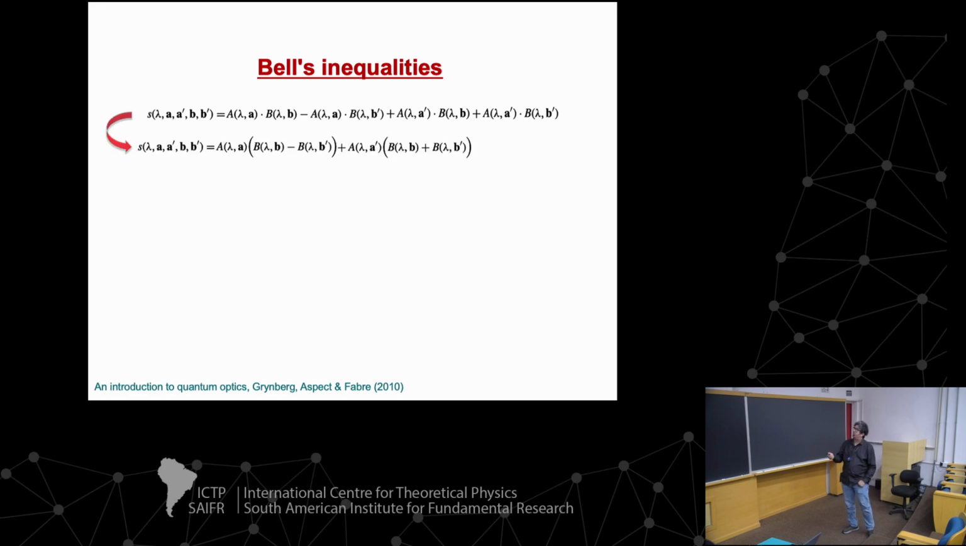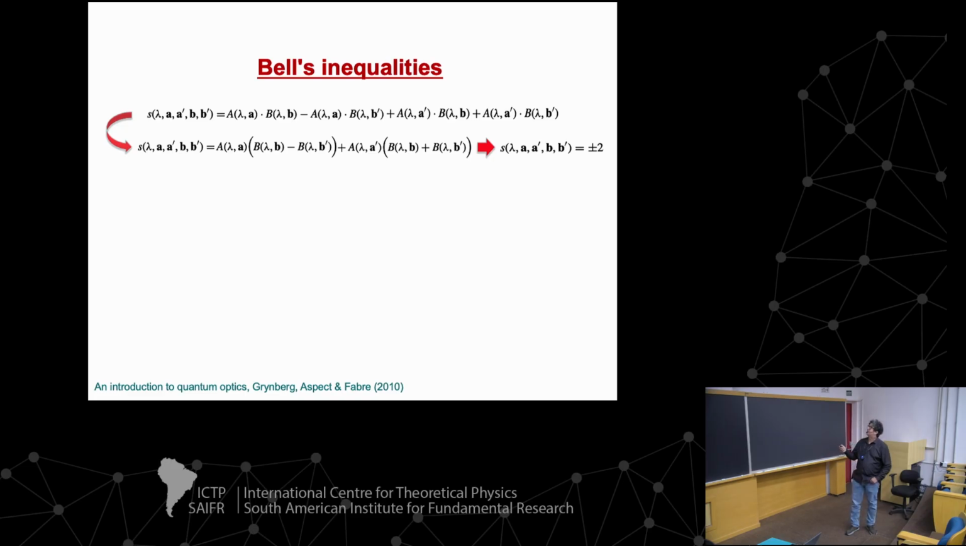I can rewrite this like this. You have A multiplying a subtraction of two different B's, plus A multiplying the sum of two different B's. And that's the point: B can only be +1 or -1. So if one of the B's is +1 and the other is -1, then the sum will be 0. And if both are the same, the sum will be 2 or -2, and the difference will be 0, or vice versa. And A can only be plus or minus 1, and then it's easy to show that this can only be +2 or -2.